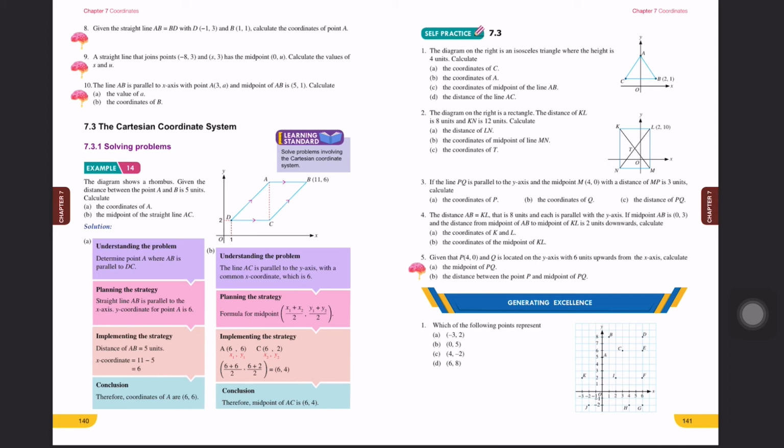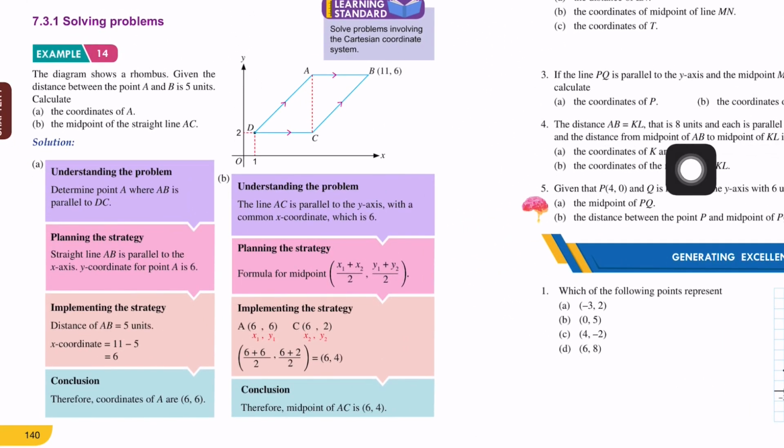The Cartesian coordinate system, digabung sekali. Mungkin boleh cari distance, mungkin boleh cari midpoint dan sebagainya. So let's look at the example 14. The diagram shows a rhombus. Given the distance between point A and B is 5, calculate the coordinate of A and B, the midpoint of straight line AC. Now macam mana kita nak buat?